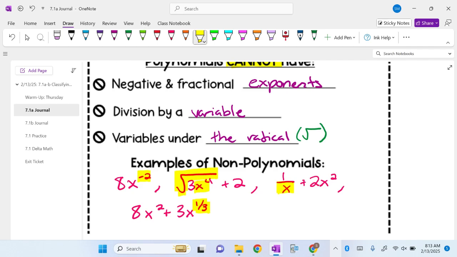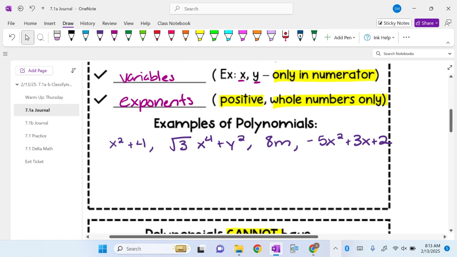Now, you may wonder, what's the difference between this and what I had up here, this? All right. The difference is, for this radical, only the 3 falls underneath that bar. The x to the fourth's on the outside.